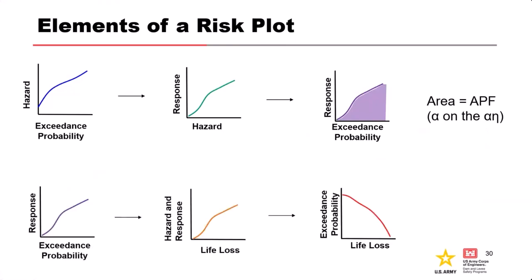And then when we do all three functions together, we combine the hazard, the performance, and in this bottom one here in the middle, the consequences, we get this exceedance probability of life loss or whatever your consequence metric is. This curve itself is the loss exceedance curve, or what we currently call the big FN curve. And the area under that curve is our estimate of the annualized risk, right? Or in this case, the average annual life loss. So it's alpha, and that's equal to alpha times N on the alpha N plot.